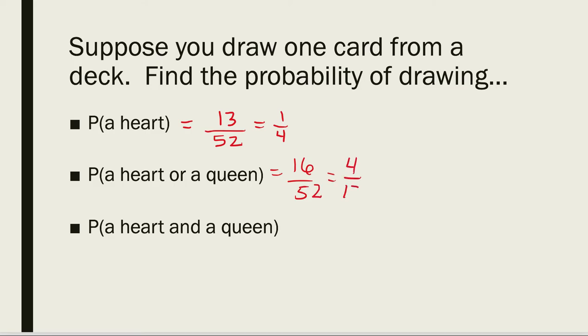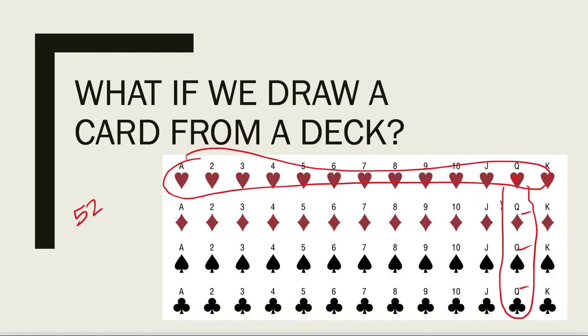And then when we have the and in between, that is talking about something that meets both conditions. So the only card that is a heart and a queen is this one right here. That one is a heart and a queen. So there is 1 out of 52 for that last one.